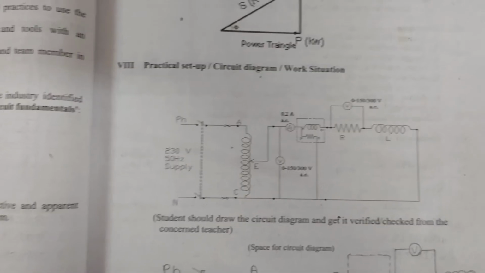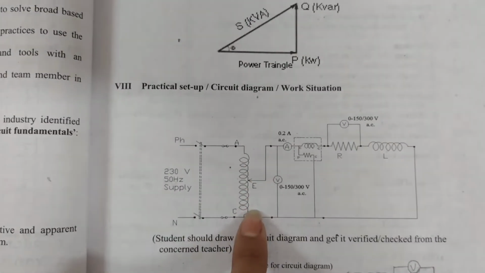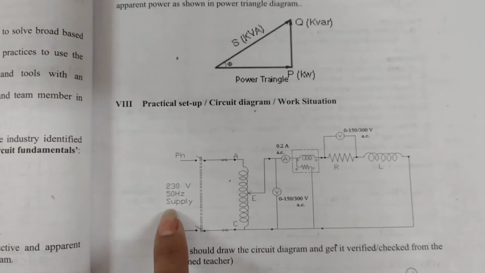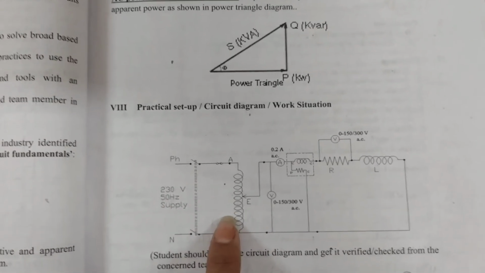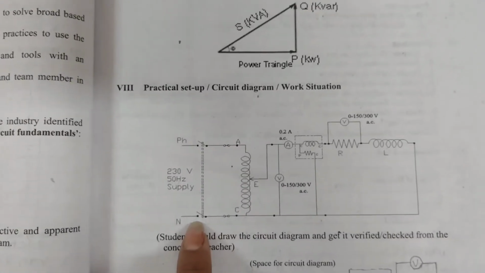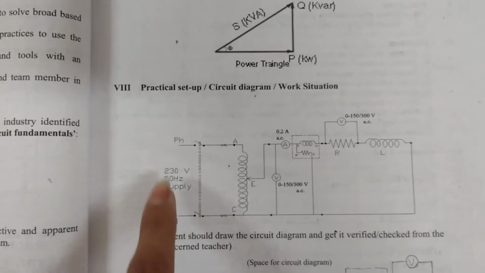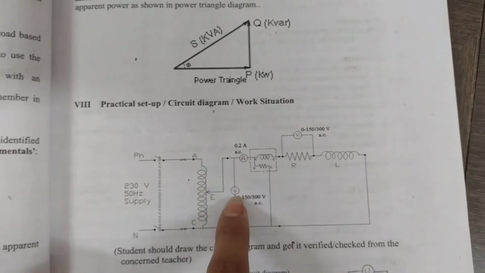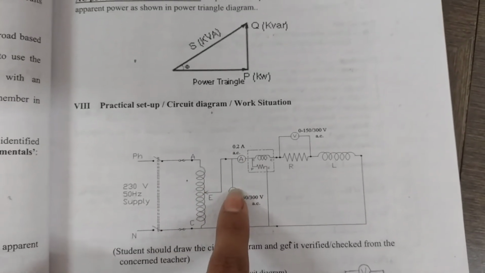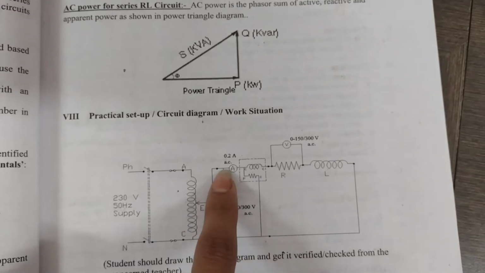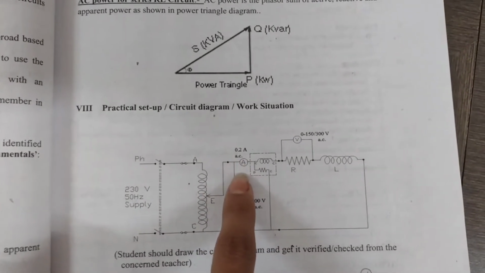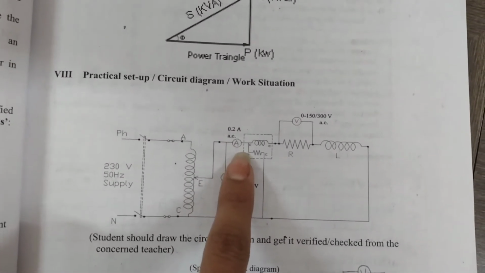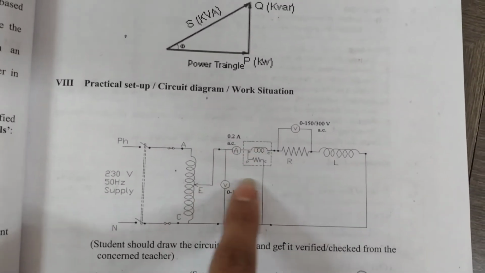Here we have connected one auto transformer and given a 230 volt 50 hertz supply to this auto transformer. This auto transformer has two terminals, phase and neutral. The phase terminal of this auto transformer is connected to the common terminal of the voltmeter. Then the common terminal of this voltmeter is connected to the common terminal of an ammeter. Then the range terminal of this ammeter is connected to the wattmeter.